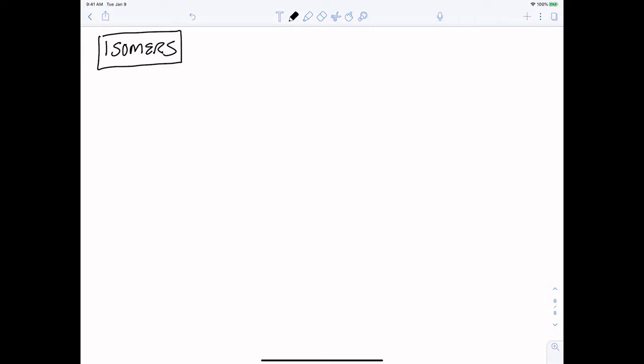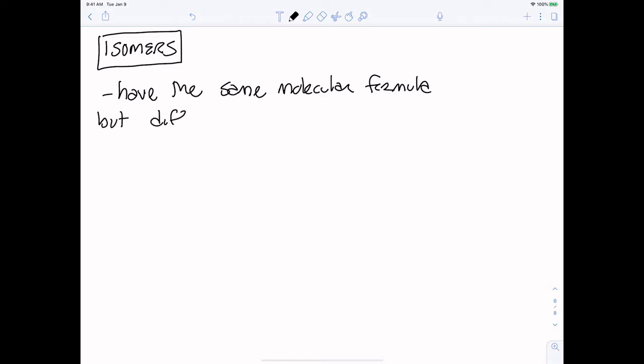So isomers are molecules that have the same molecular formula. If you remember from the previous video, that's where we just say how many of each type of atom we have, right? So C3H8. So, molecules that have the same molecular formula but different structures. If you were to draw them out, they're different, even though they have the same number of each type of atom. So these have the same molecular formula, but different structures.